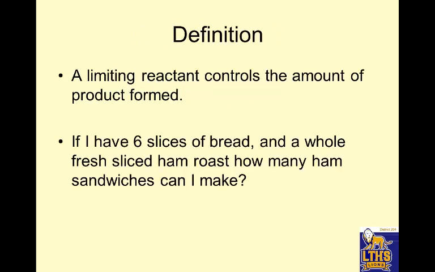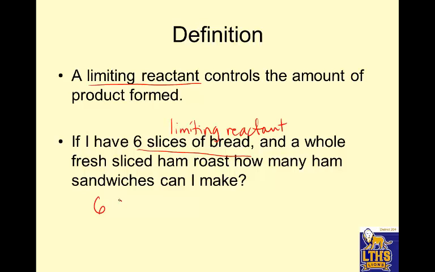All right, so here's a definition of limiting reactant. A limiting reactant controls the amount of product formed. So what does that mean? Well, if you have 6 slices of bread and a whole fresh sliced ham roast, how many ham sandwiches can I make? Well, with 6 slices of bread, no matter what you do, you're only going to get 3 sandwiches. So the bread gets used up. This is called the limiting reactant because it determines how many sandwiches you're going to get.